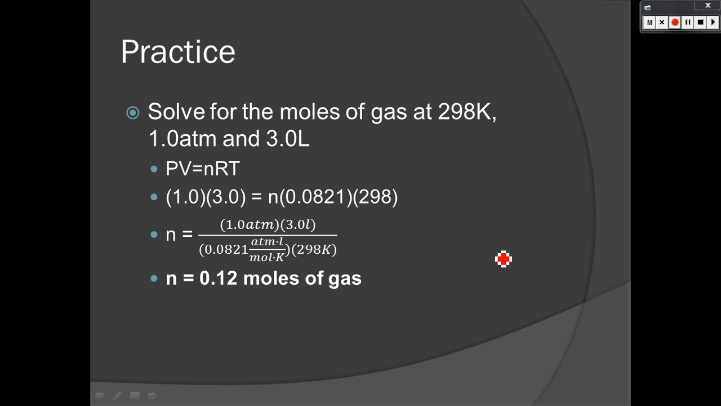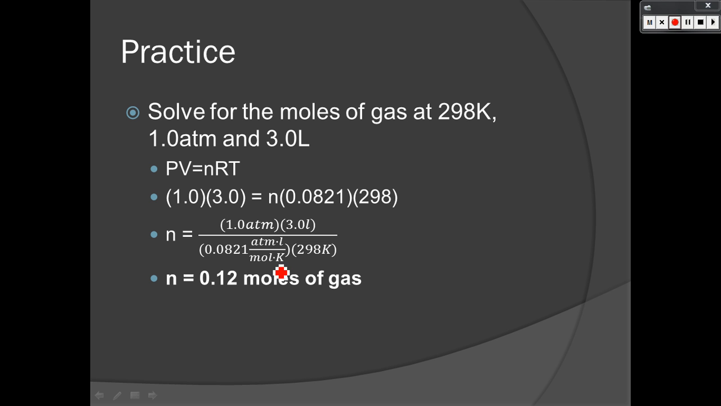So let's have some practice here. And I've worked this one out for you. So solve for the moles of gas at 298 Kelvin, 1 atmosphere, and 3 liters. So we have PV equals nRT. Here are the numbers, and I don't have units in here, mostly because I had a student do this and she forgot units. We rearrange it to this and get number of moles.